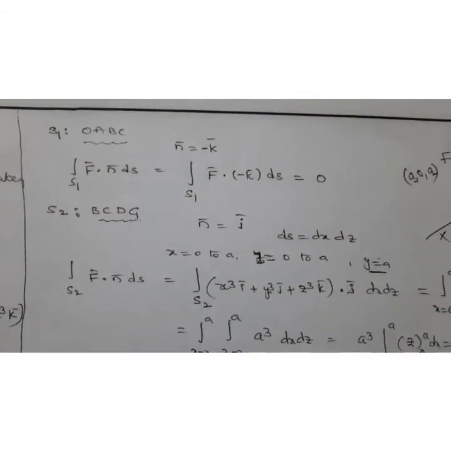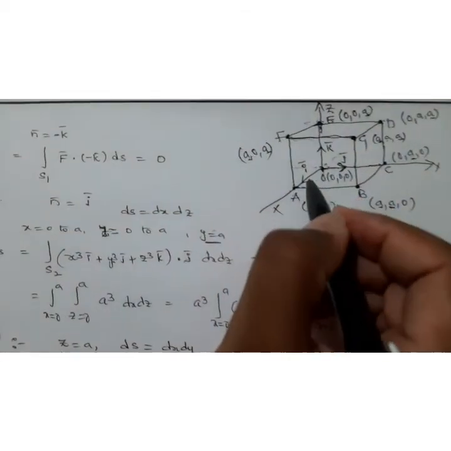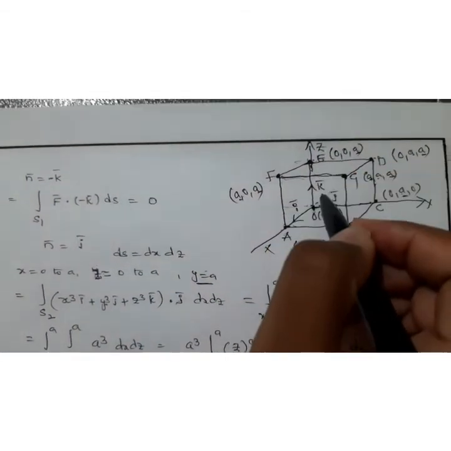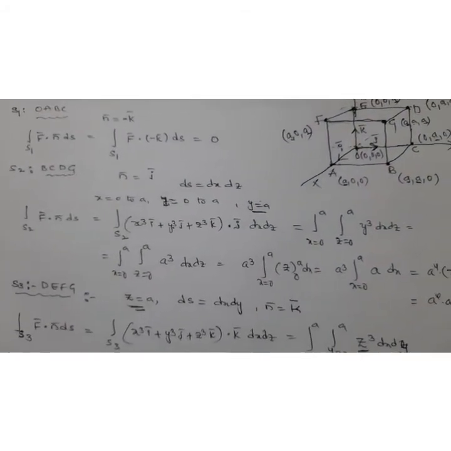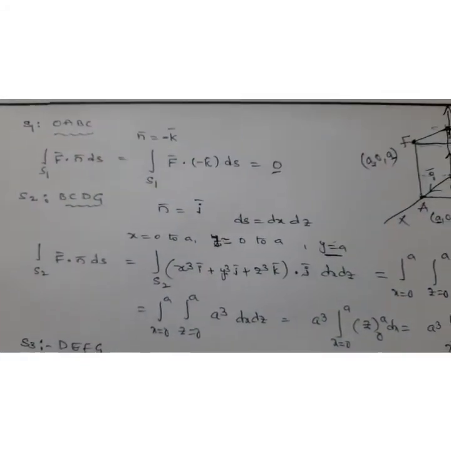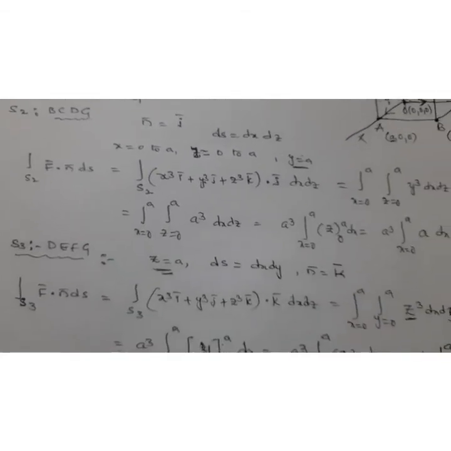In these 3 surfaces, n bar is equal to the unit outward drawn normal vector. Along x axis we take i bar, along y axis we take j bar, along z axis we take k bar. For 3 surfaces it is inward to the surface. We need not find the value, directly it is 0. By the definition, n bar is the unit outward drawn normal to the surface.